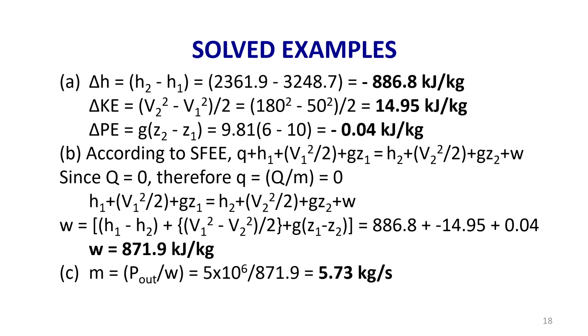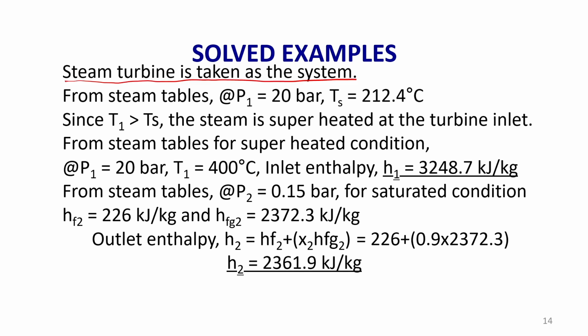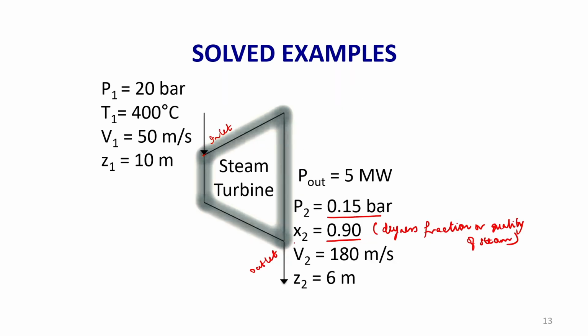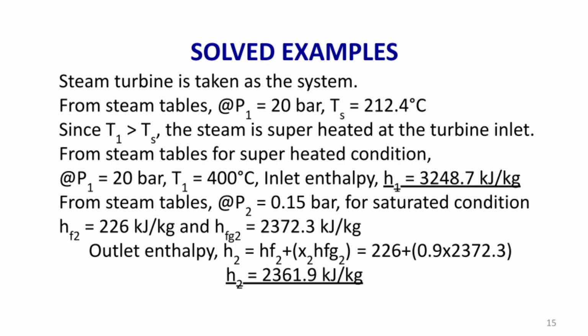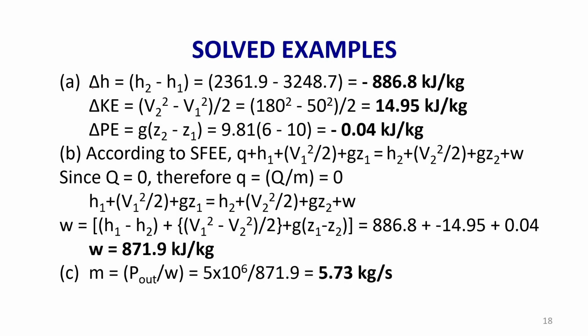So, now we will calculate one by one. The first question, number 1, is change in enthalpy. Change in enthalpy is nothing but enthalpy at the outlet minus enthalpy at the inlet, H2 minus H1. See here, if you see the diagram, inlet, outlet, H2 minus H1. So, that is the change in enthalpy, H2 minus H1.